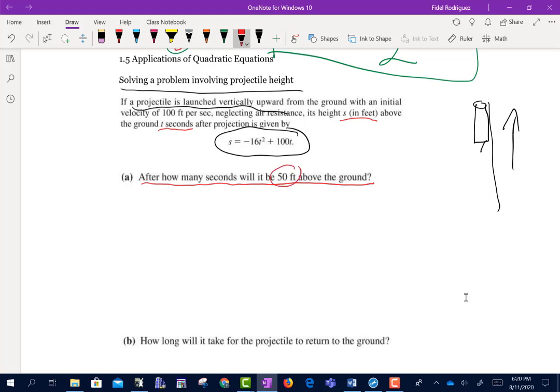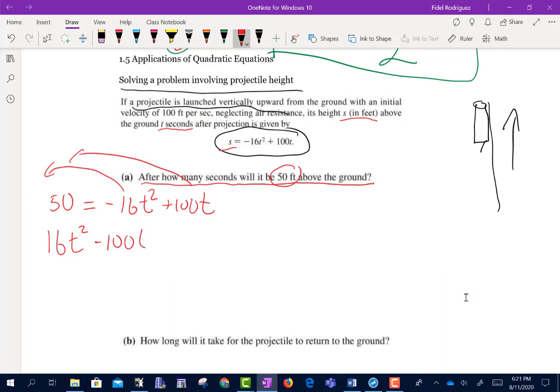I know the height's going to be 50. So that means that right here I'm going to plug in the number 50. So I'm going to write 50 equals negative 16t squared plus 100t. Okay. So guys, the first thing I'm going to do here, again, I'm going to move everything over this way so that this guy here isn't negative. So that's going to give me a 16t squared, a minus 100t, and a plus 50 equals 0.